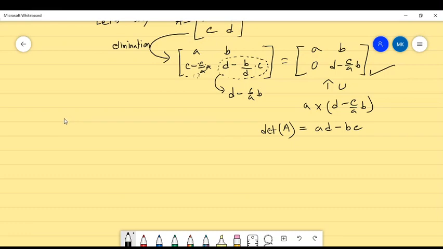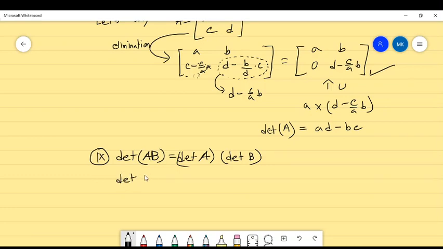So this is our last two properties. Property 9 is very handy: the determinant of AB is equal to the determinant of A into the determinant of B. But as I told earlier, the determinant of A plus B is not equal to the determinant of A plus the determinant of B.